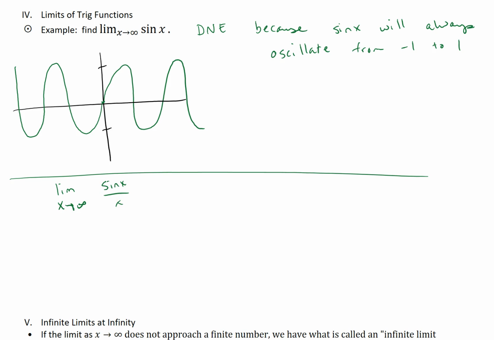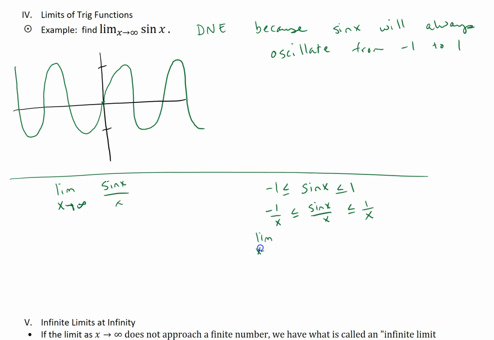Remember we had a theorem called the squeeze theorem? Sine of x, we know, has to be between 1 and negative 1. That's how its graph works out. It always goes from negative 1 to 1. So if I were to take all three pieces of this and divide by a positive x, which we can do since we're approaching infinity, we know it's not going to be 0 or negative. That gives me that sine of x over x is between negative 1 over x and 1 over x.